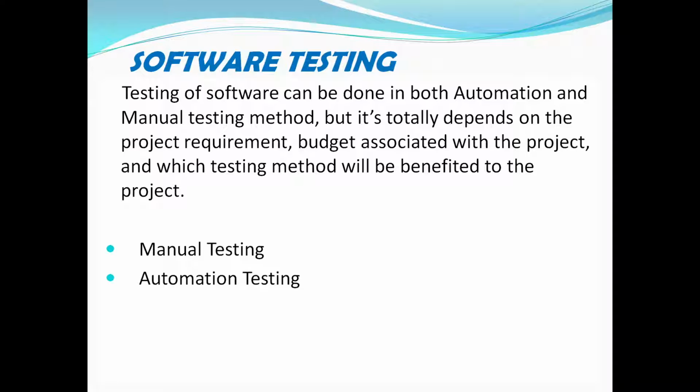Testing of software can be done in two ways, two methodologies: automation and manual testing. But it totally depends on the project requirement and the budget associated with the project, which testing method will benefit the project, right? We cannot assume by ourselves or make an estimate for the project that testing will be done only by automation or only by manual testing. So there is a meeting of the business analyst with the stakeholders, and then there is a project owner. They collaboratively decide what is required for the project. Is it manual testing or automation testing?